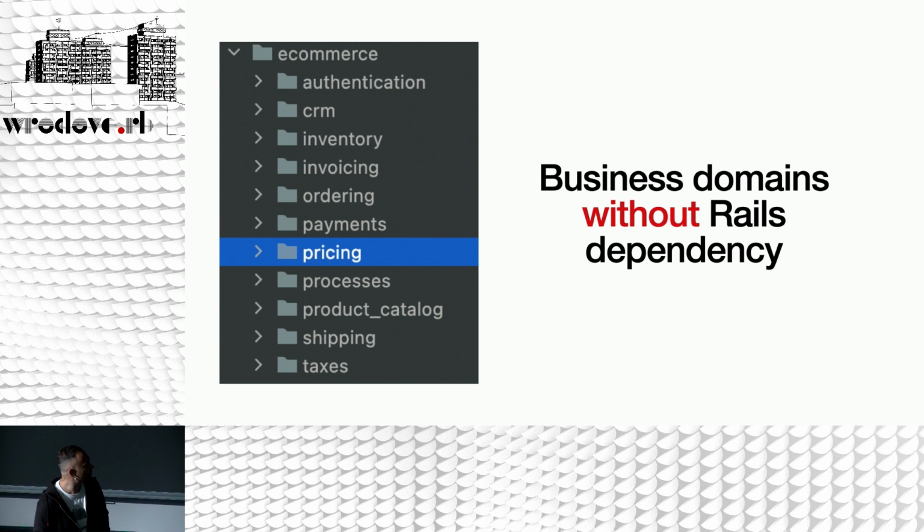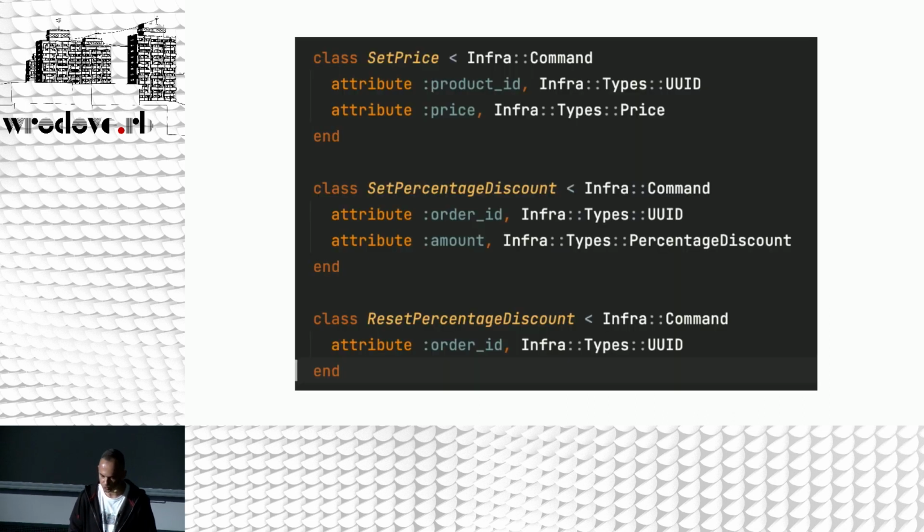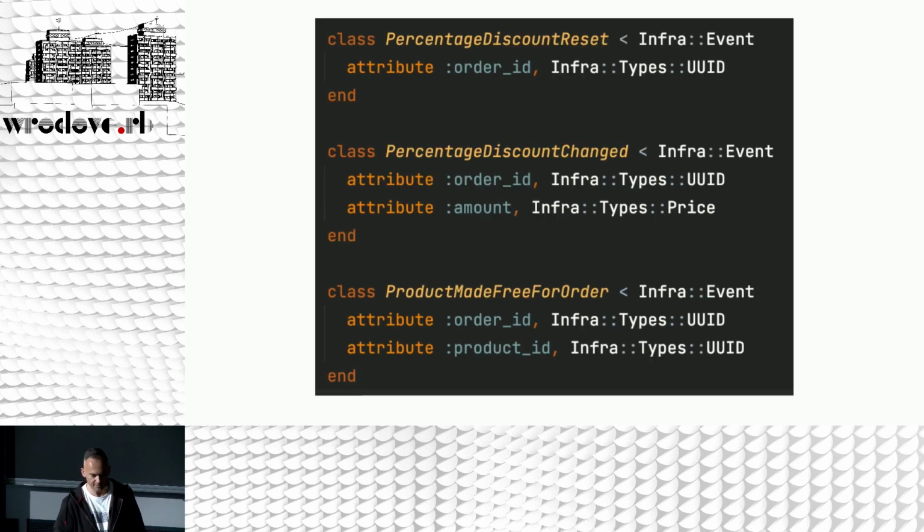In my case, it was e-commerce directory, and they have no Rails dependency. They don't use active support. You can run tests without having Rails and stuff, so they are almost without dependencies. The only dependencies are you need some stuff about events and commands. So in my case, I'm using Rails Event Store, but you can use whatever you like. So we have some commands like set price, which just takes product ID and price. We have order ID and amount for set percentage discount. So those are commands. Those are events. Very similar, very small if you look at them.